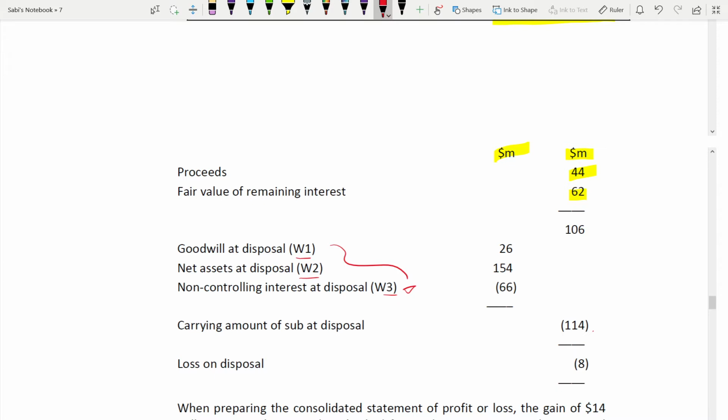So this 114 you are getting, it is the calculation of this 3. That's how you are getting this. It is known as the carrying amount of the subsidiary at disposal. So when you want to find the carrying amount of the subsidiary at the disposal date, this is the formula: goodwill plus net assets minus NCI. But it should be shown in the inner column. Finally, this answer you are minusing it from here, proceeds plus fair value. Then it's a loss of 8.